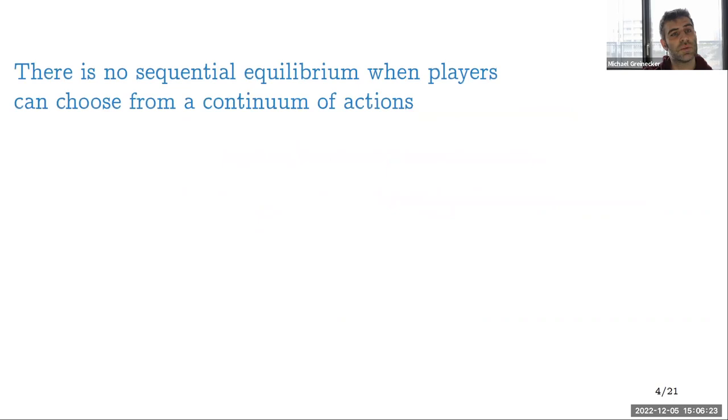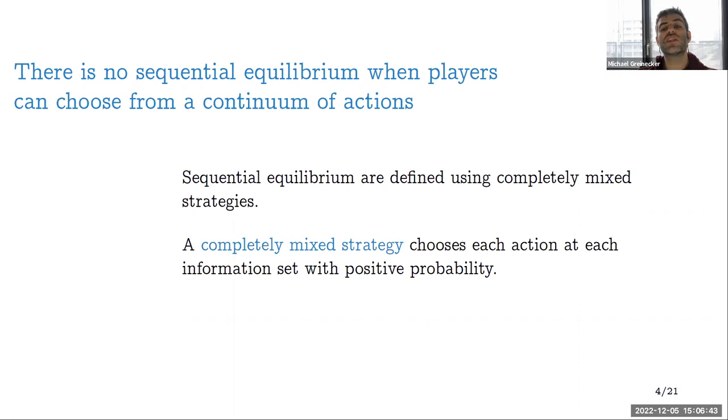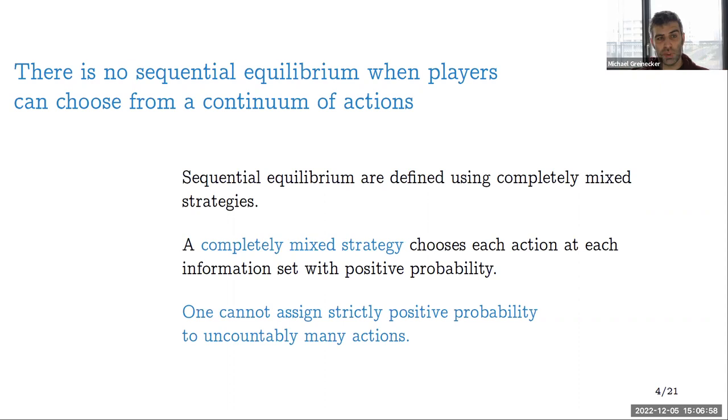We're looking at games in discrete time where players might have a continuum of actions available. Now, of course, sequential equilibria are defined in terms of consistency, which is defined in terms of completely mixed strategies, strategies that put strictly positive probability on all available actions at each information set. With an uncountable set of actions, that is simply not possible. You cannot put positive probability on uncountably many disjoint events.